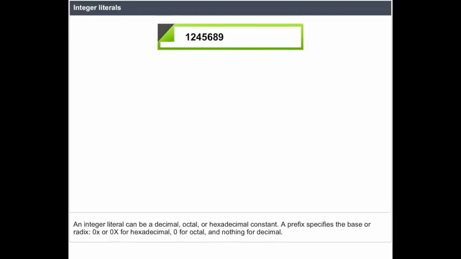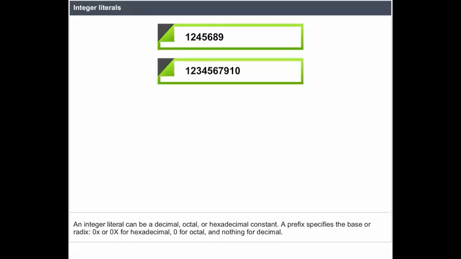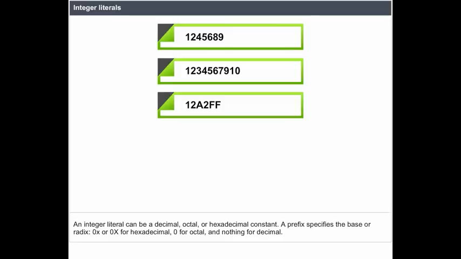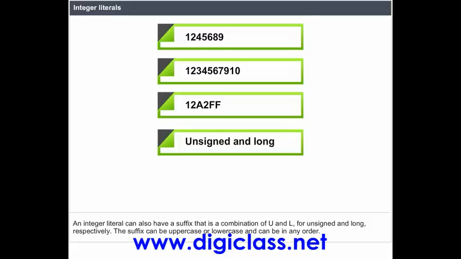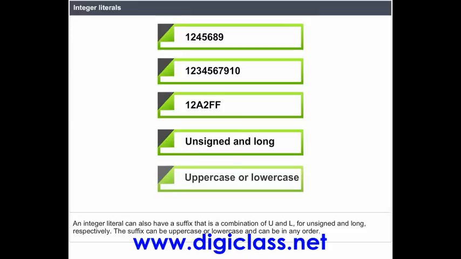Integer literals. An integer literal can be a decimal, octal, or hexadecimal constant. A prefix specifies the base or radix: 0x or 0X for hexadecimal, 0 for octal, and nothing for decimal. An integer literal can also have a suffix that is a combination of U and L, for unsigned and long respectively. The suffix can be uppercase or lowercase and can be in any order.